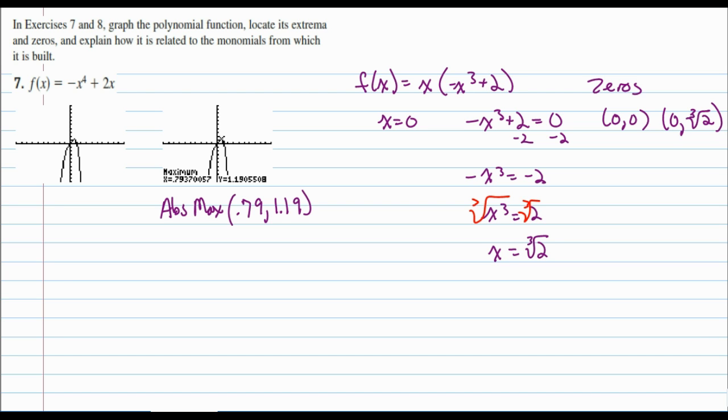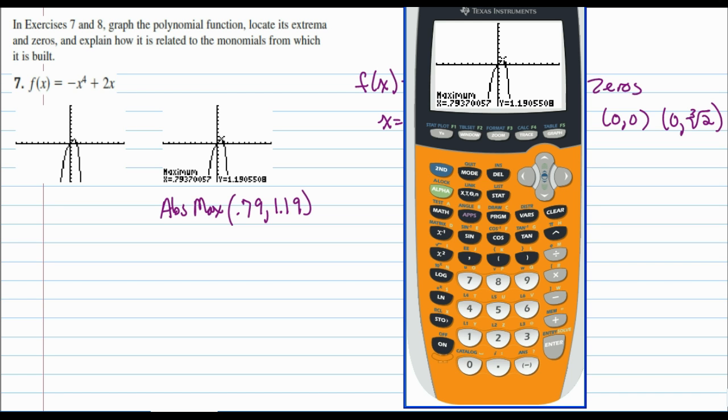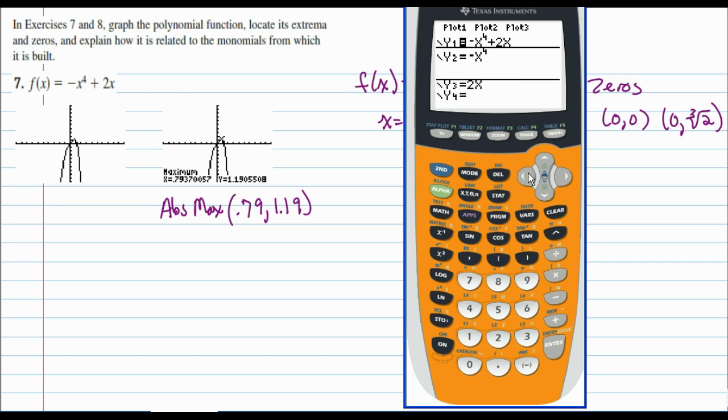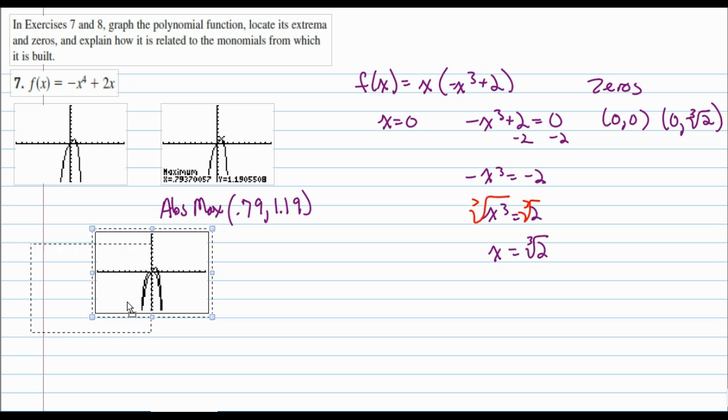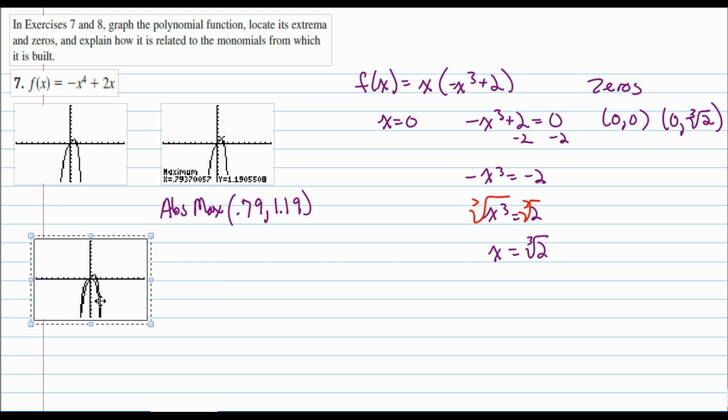So I graphed the polynomial function, I located the extrema, it's an absolute max, I found the 2 zeros, and now I need to explain how it's related to the monomials from which it is built. So, that part. In y2, I put the first term, negative x to the 4th. Now let's see how that compares to the graph. Surprise, surprise, just like the example, parts A and B, the outsides of the function, the ends of the function, look like that first term.